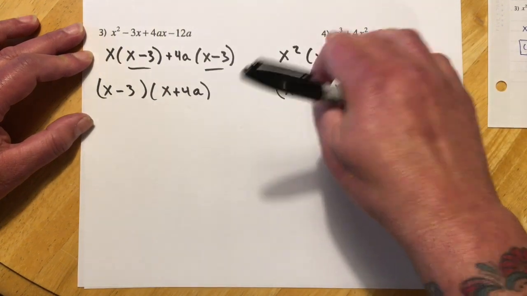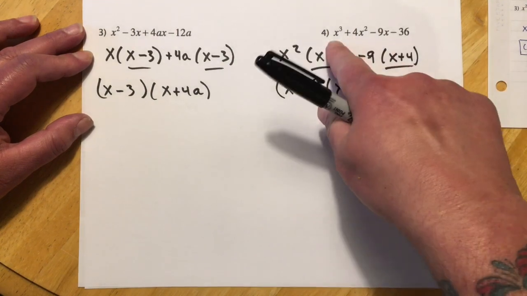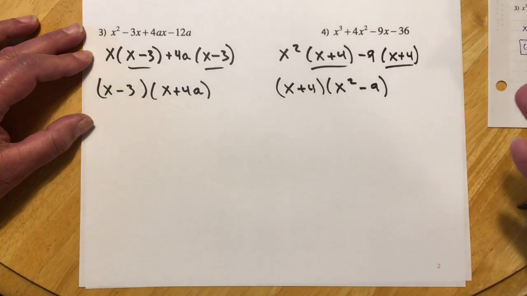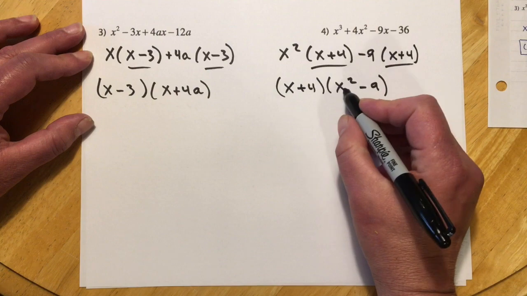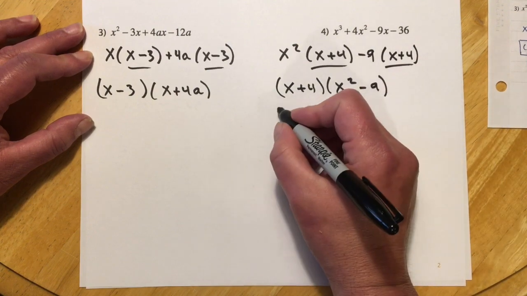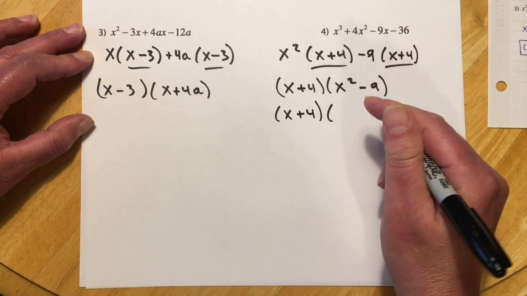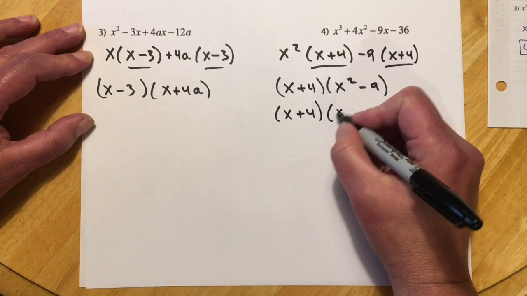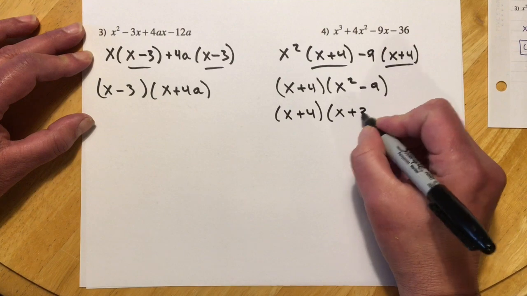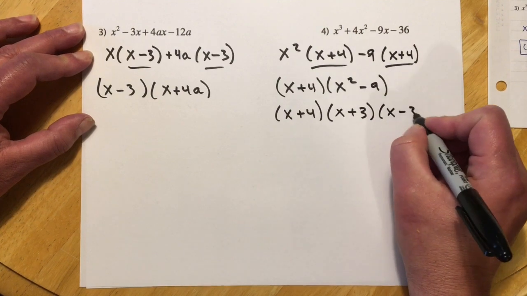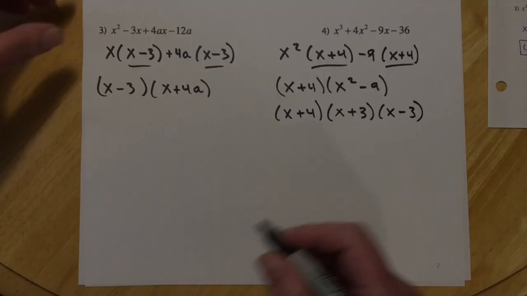But this time, since I had a cube, it can go one more round, because if it has an x cubed, it can factor up to 3 times. And this one does. So we ended up with x squared minus 9. We hadn't seen this when we originally did 5.1, but now that we've picked these up in 5.4, we know it's a difference of squares. So it's going to go x plus 3 and x minus 3.